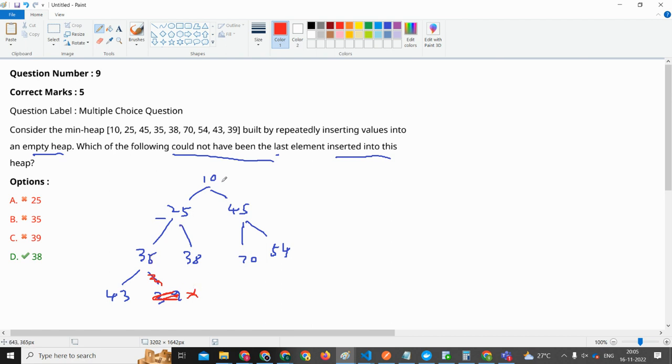Either it will get swapped with 35 or it'll stay at the last leaf, or it'll get swapped with 35 and 25, or it'll stay where 35 is, or it'll get swapped to 20, 35, 25, and 10. That's the only path it can take. So 38 could never have been the element, it's not in the path. Everything else is in the path. 25 is in the path, 35 is in the path, 39 is in the path. 39 we deleted, but it's supposed to be there.